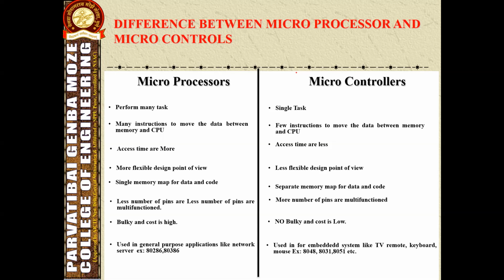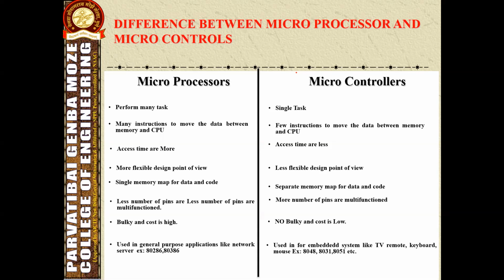The microprocessor has 1 or 2 bit manipulation instructions. Here the microcontroller has many bit manipulation instructions. The microprocessor has a lesser number of multifunctional pins. The microcontroller has a larger number of multifunction pins.